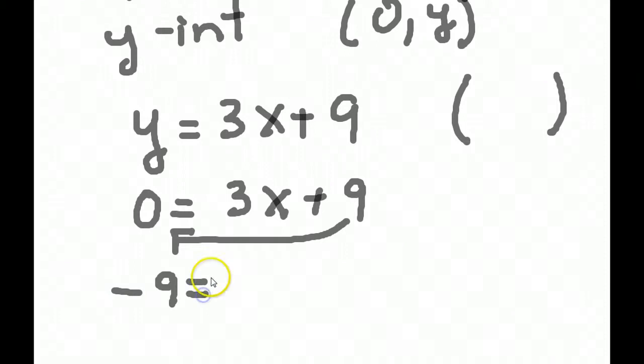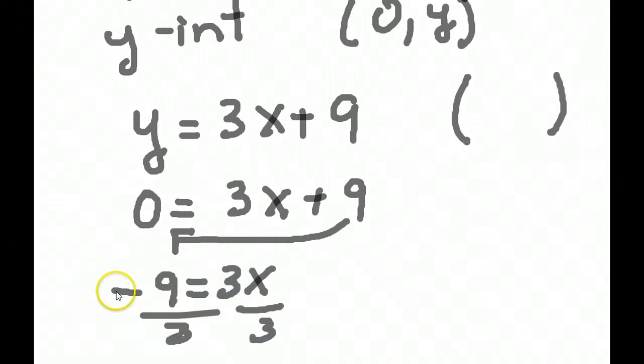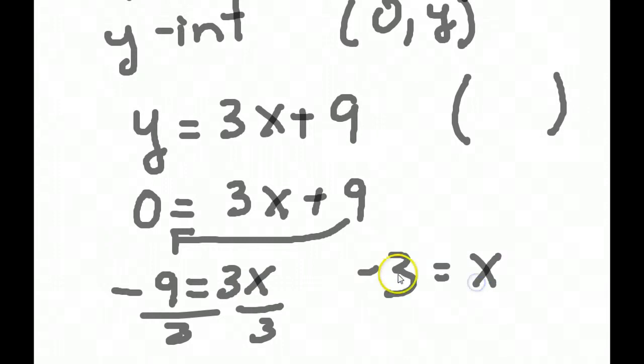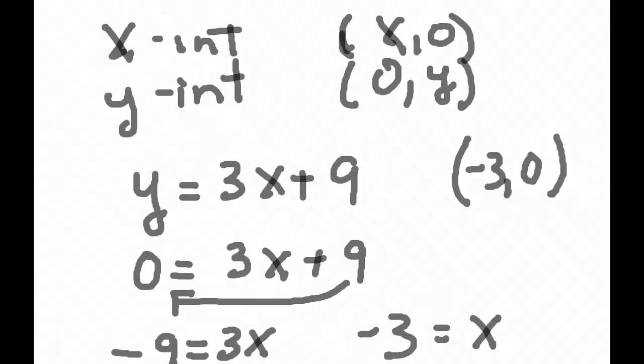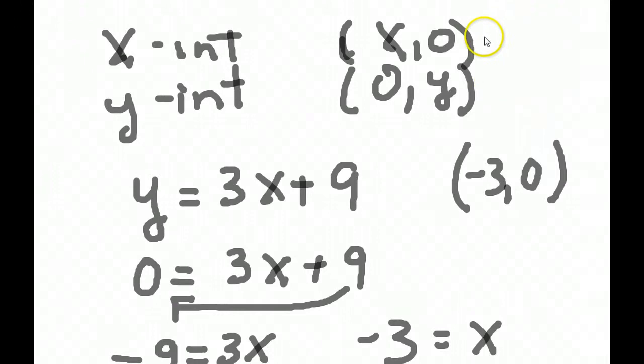Negative 9 equals 3x. Divide each side by 3. On the left, negative 9 divided by 3 gives us negative 3 equals, on the right, 3x divided by 3 is just x. So x equals negative 3. So now we know our x value is negative 3. So we have open parentheses, negative 3 comma 0, because we put a 0 in for our y. So the x-intercept is negative 3, 0.